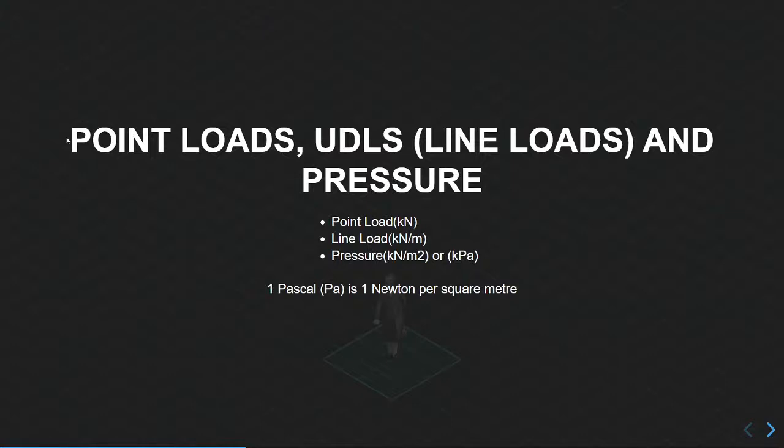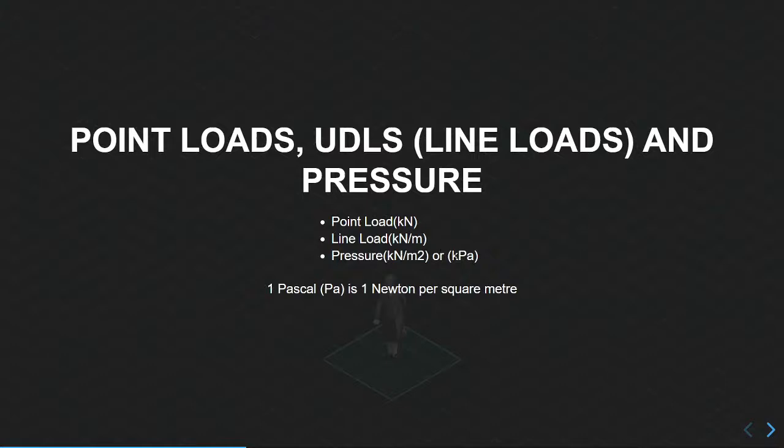So we can think of a point load as a point of force, a line load, which is just a point load that's been distributed over a line, and then a pressure, which is something associated with a surface, is just a line load that's been distributed over that surface. Those are measured in kilonewtons as a point load, kilonewtons per meter, so that's spread out over that line, and then kilonewtons spread over meters squared, so over a surface.